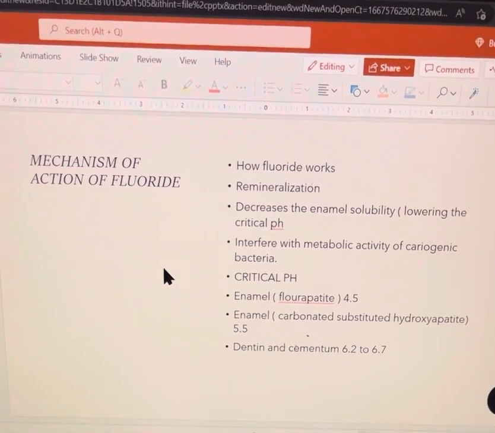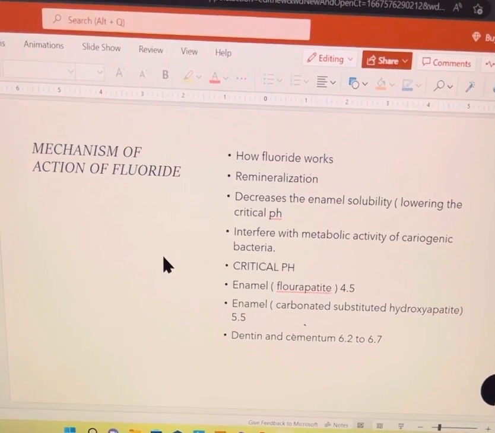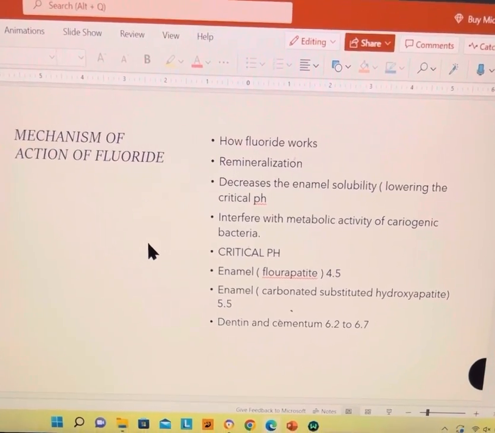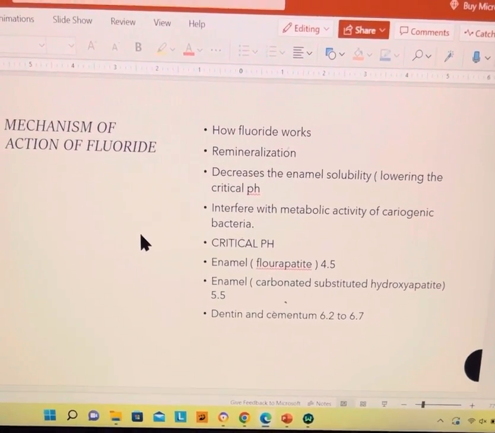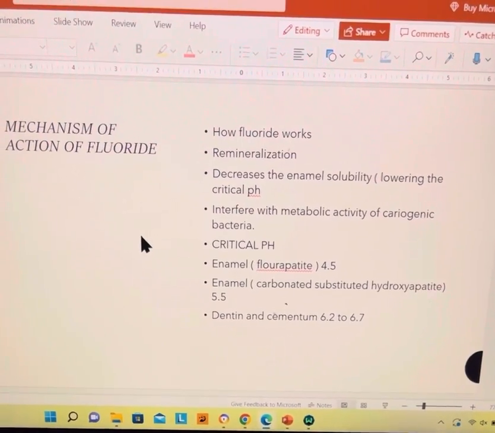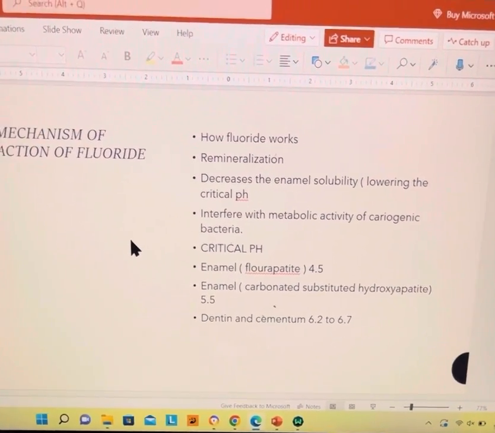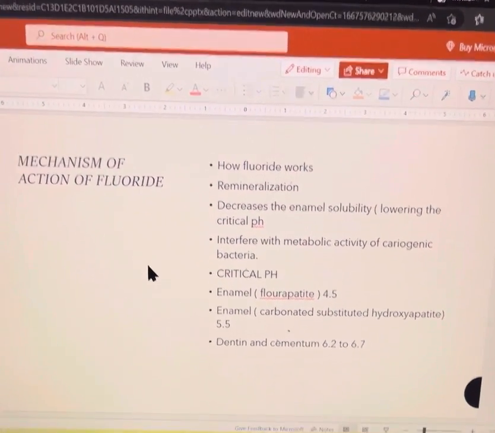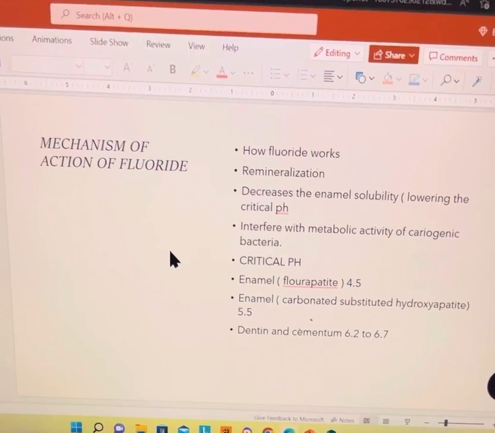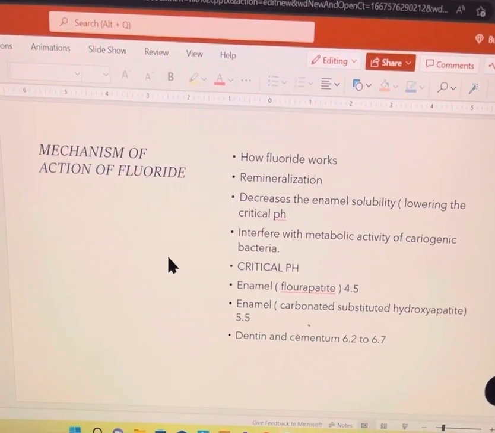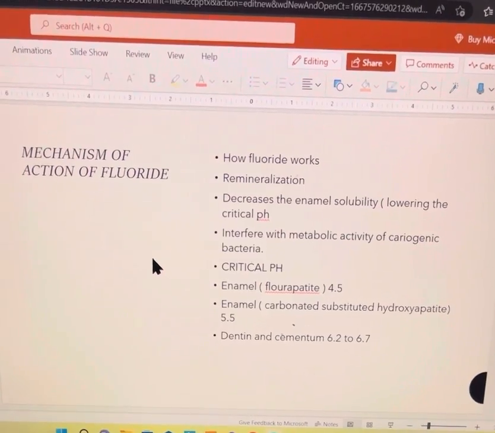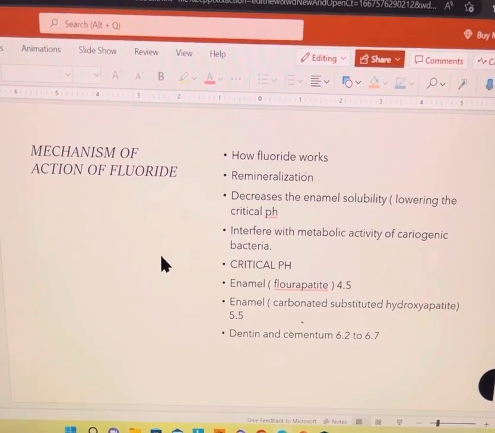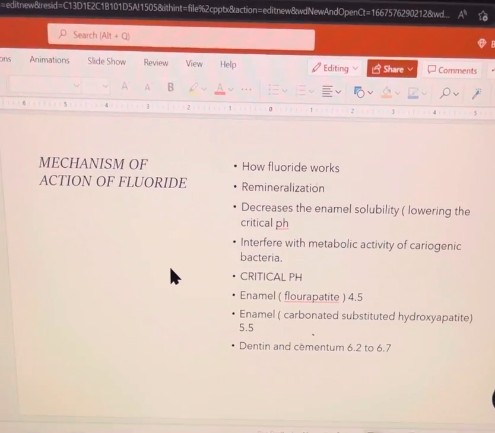Continuing with the same thing, what is the mechanism of action of fluoride? It decreases the enamel solubility, lowers the critical pH, and interferes with the metabolic activity of cariogenic bacteria. Three things it does. Just remember these three things, which are most often asked in the INBDE boards. So fluoride decreases the enamel solubility and interferes with the metabolic activity of cariogenic bacteria.